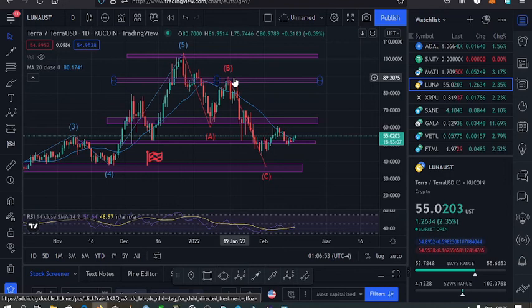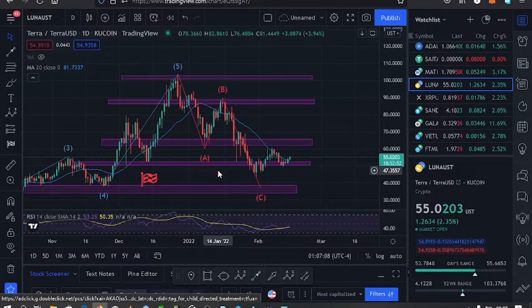Welcome back to TechKidFX for another Luna price update, and the current price for Luna is at the $55 mark, and the market is starting to bounce to the upper side. At the moment we have a 2.35% bounce in the market, and what I have on the screen is the daily chart.